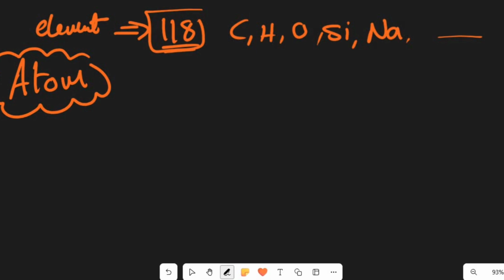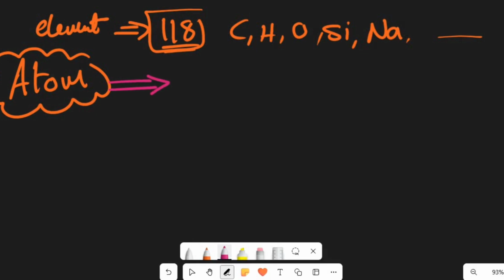Okay, these atoms will be binded together in some way. This is the atom, and we will bind it with another atom by something which is called a bond to make a bigger level or larger level, which is called molecule or compound.